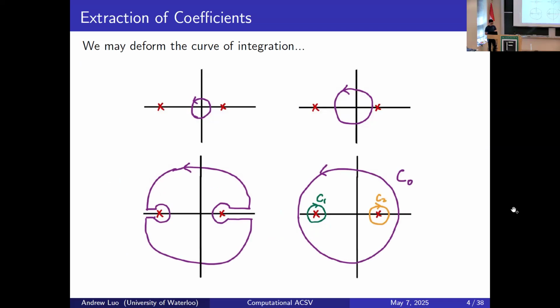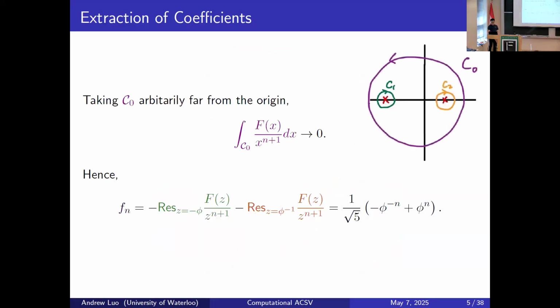And then if you imagine these two parts coming together, you end up with one large circle and two smaller circles going the other way. The two smaller circles are going to be residues at these two poles, and the larger circle is like an error bound. In this case, since there are only two poles, the circle we can deform all the way out to infinity, and then we show that this is actually equal to 0.